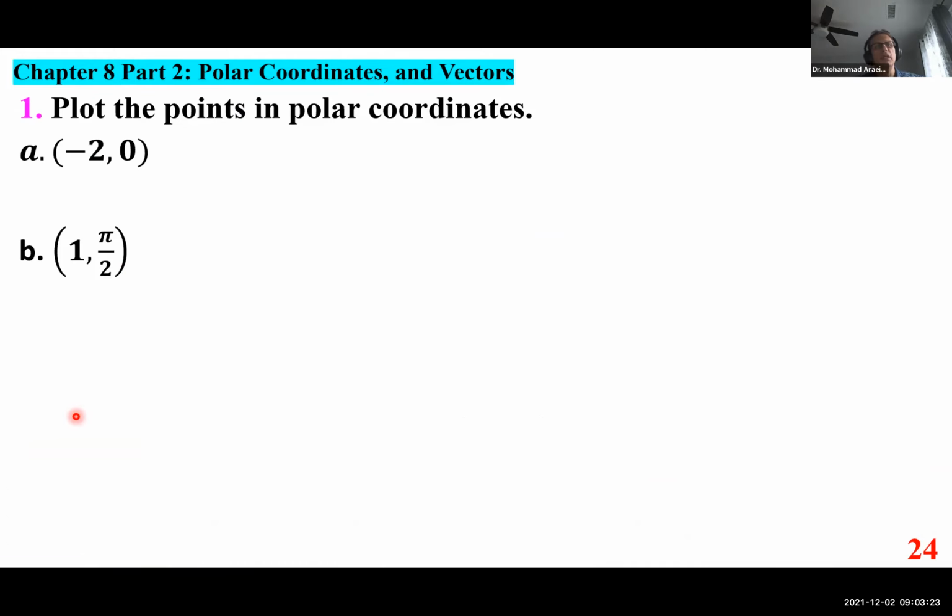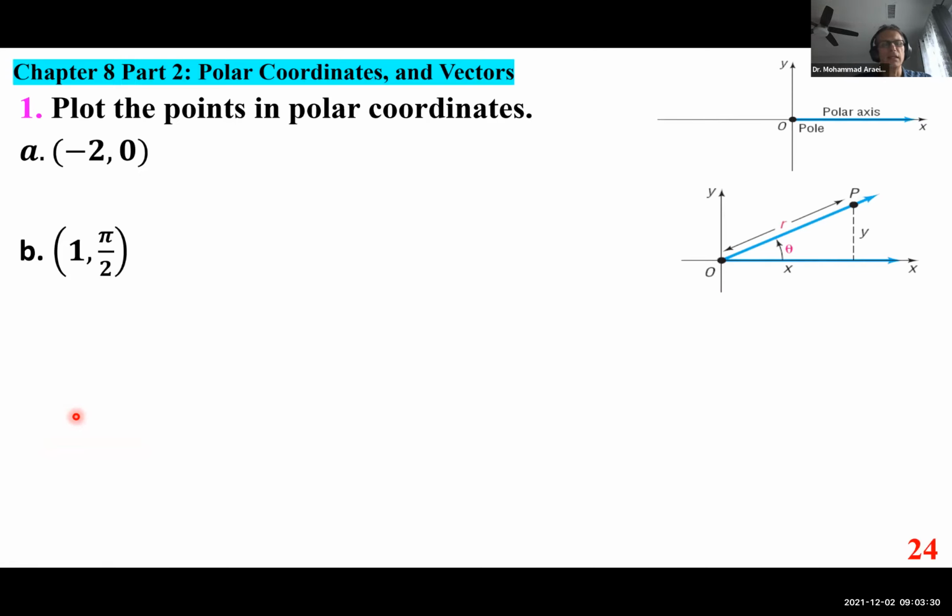Plot the points in polar coordinates. First and foremost, let's understand what polar coordinates are. Basically, we have a pole, which is the same as the origin, if you think of a rectangular coordinate system, and the x-axis. That's a polar axis. But in order to make it easy to understand the concept, we have this vertical axis, just like the y-axis. But it is basically the pole and a polar axis. That's all there is to it.